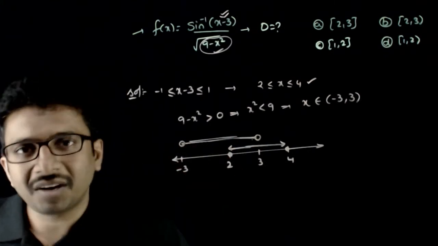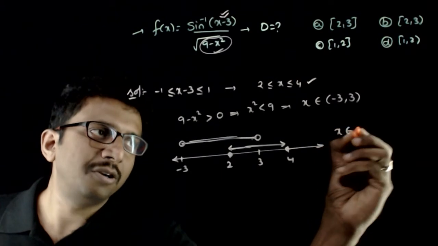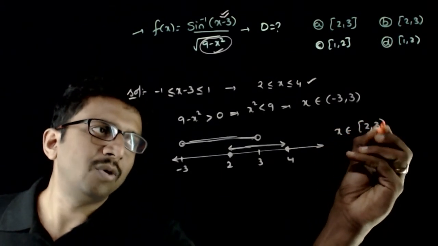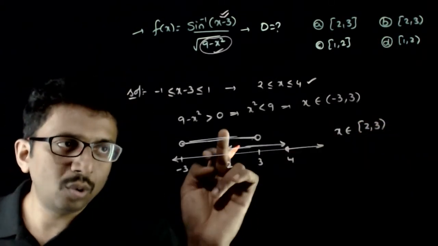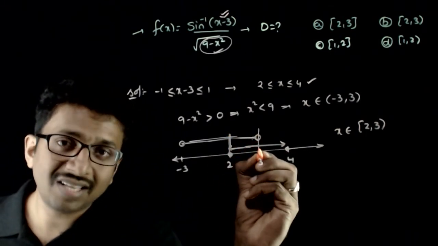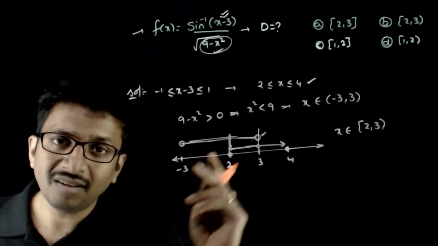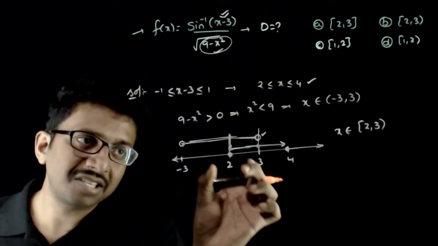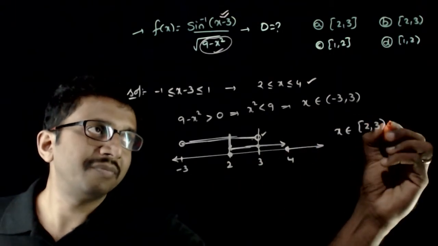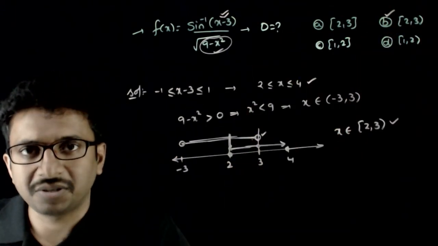Now what is the common interval of these two intervals? Obviously you can see that x should belong to closed 2 comma open 3, right? It starts from 2 and goes till 3, but 3 is there in the bottom interval, while 3 is not there in the top interval. Hence the intersection is closed 2 to open 3. So closed 2 to open 3, option B is the right answer to this question. Thank you.